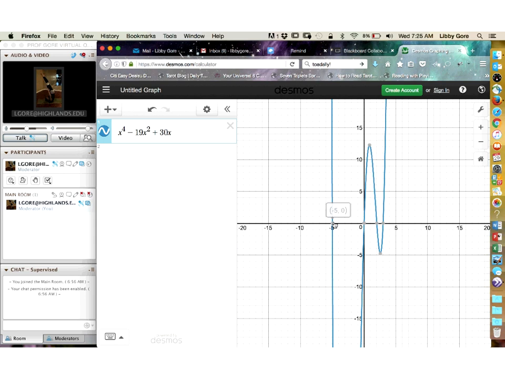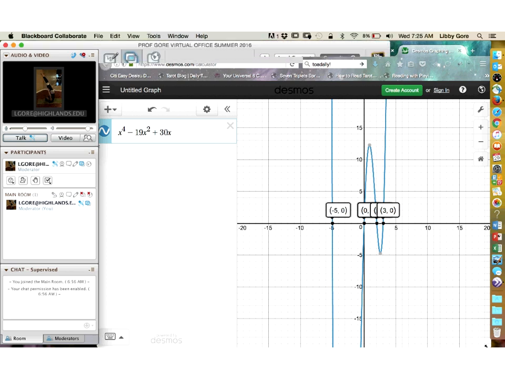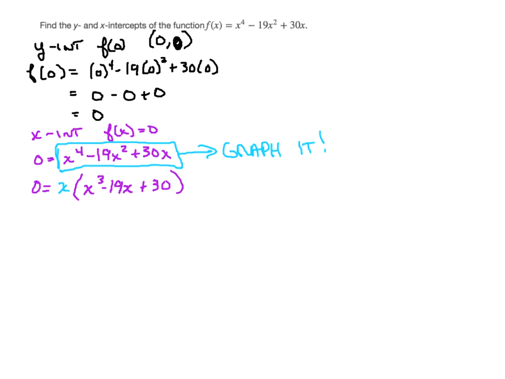There's a lot more of the graph that we wouldn't have seen if we didn't zoom out. Okay, so I have an x-intercept of negative 5. There's the 0, 0 that we knew we were going to see. Then I have 2, 0 and 3, 0. So I have x-intercepts of negative 5, 0, 2, and 3. I'm just traveling back to the whiteboard now. Okay, so I have x-intercepts of negative 5, 0, 2, and 3. All right.